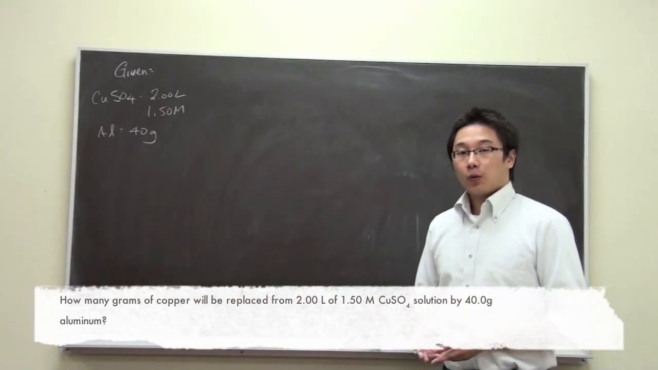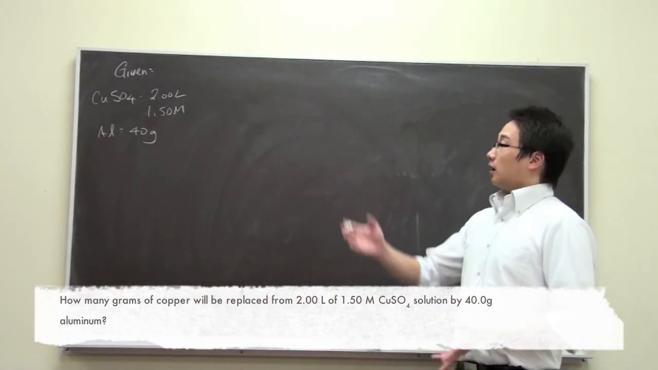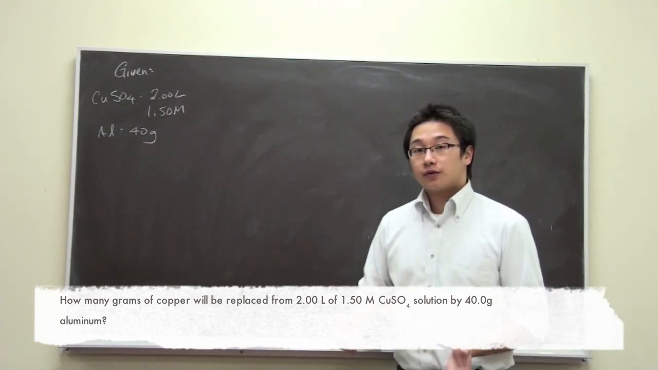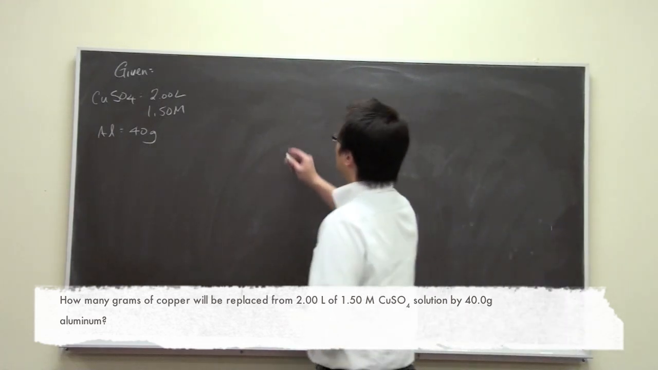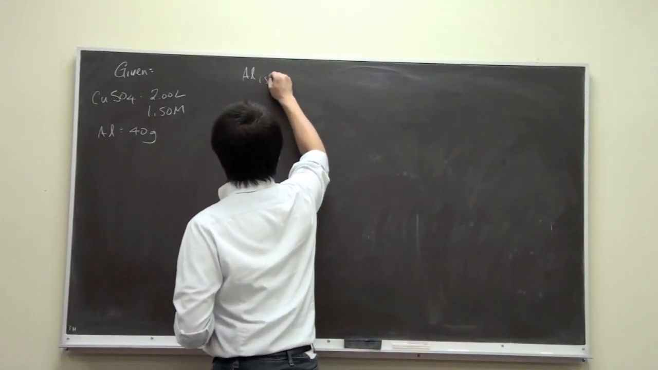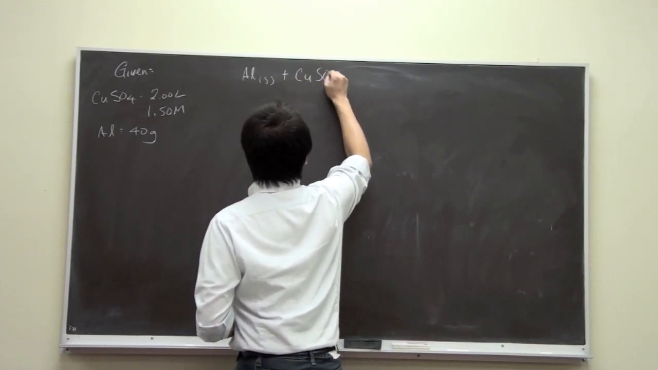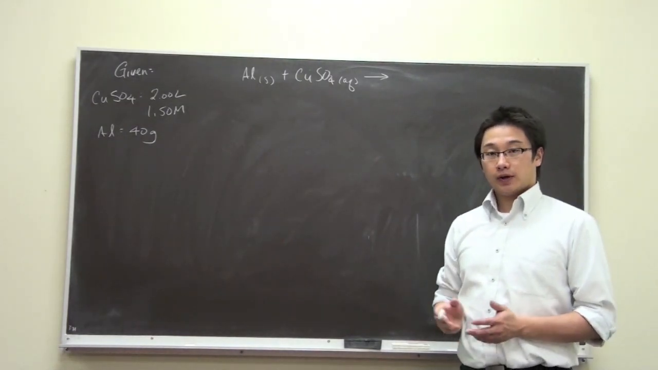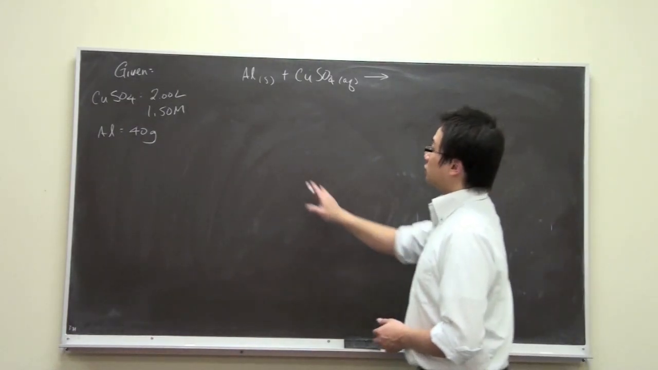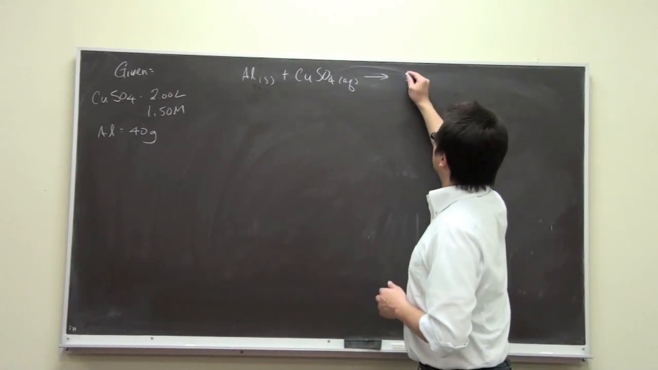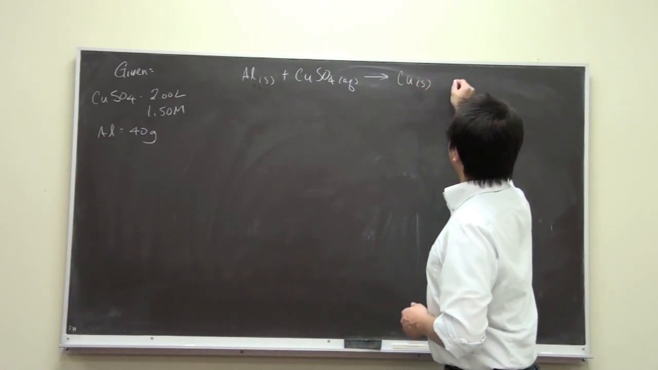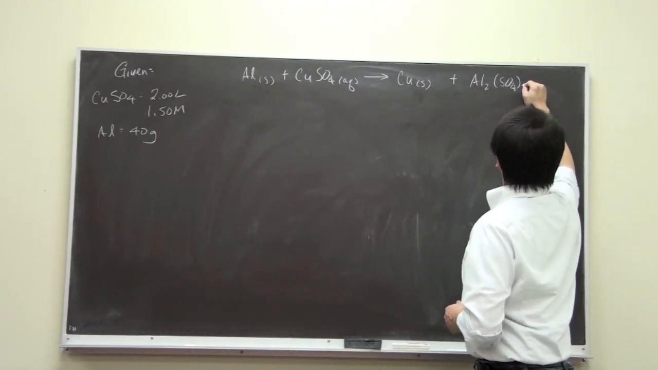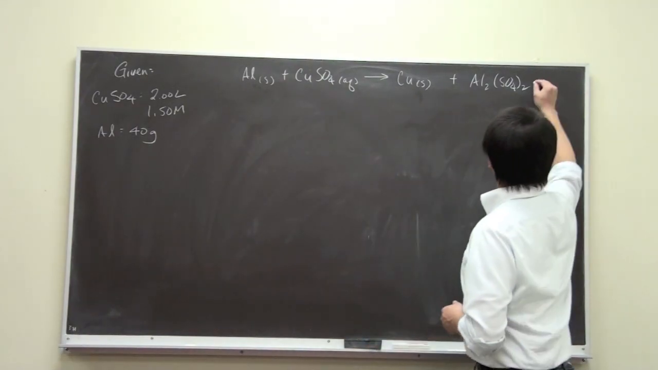In this problem, we have two reactants that are given some of the information, and there's a reaction between these two. So let's first write down the reaction between these two reactants. So we have aluminum solid plus copper(II) sulfate solution. And from this equation, we can tell that it is a single replacement reaction. So the aluminum and copper will be replaced. So we have copper solid plus aluminum sulfate. Okay, it's a solution.